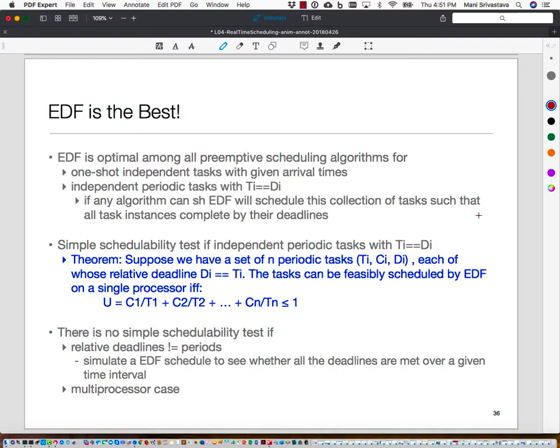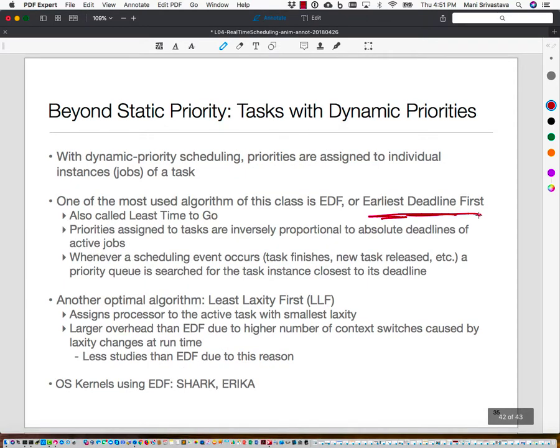So EDF has some pretty nice properties. Firstly, the test is super simple, even simpler than what we had for rate monotonic. Even though we have to do this priority queue business, it turns out systems don't have that many tasks. Look at the kind of things you are doing, maybe a small number of tens of tasks at most. Even engine control software in a car might have 15, 20, 30 tasks. And a priority queue is not terribly expensive when you have that small a number of entries.